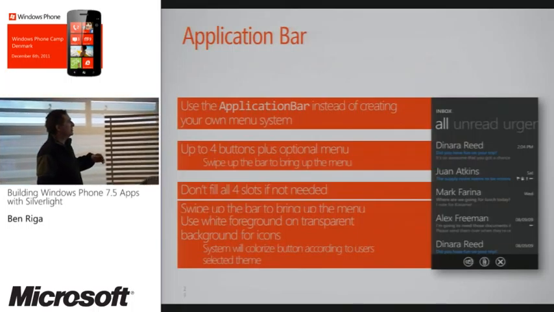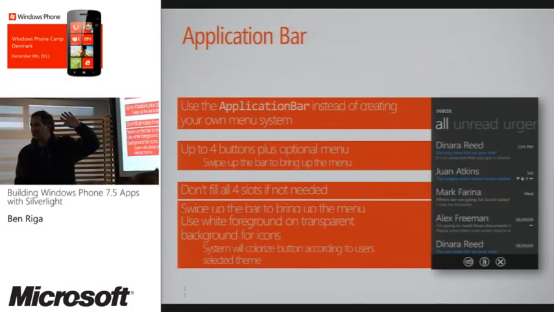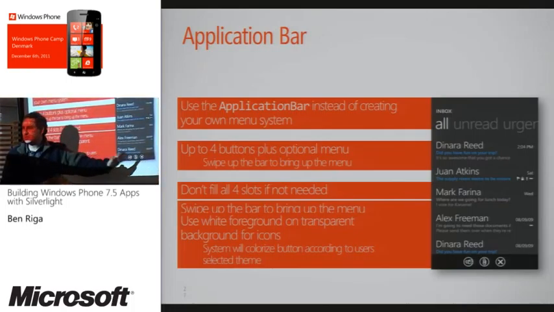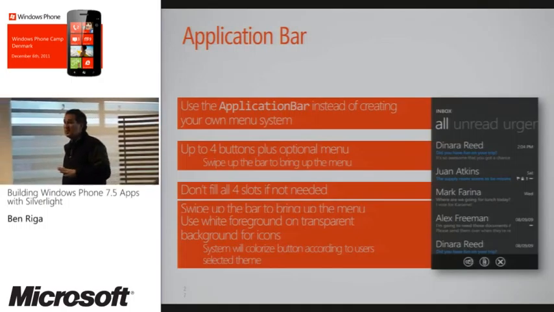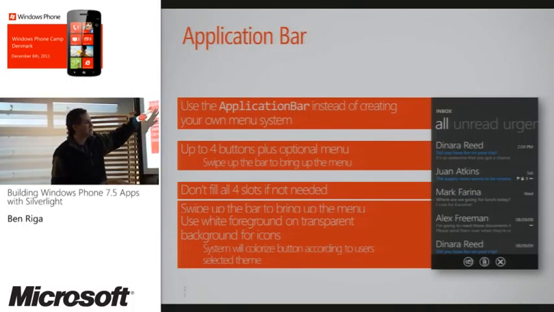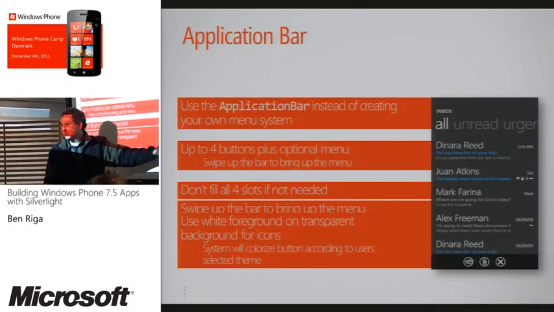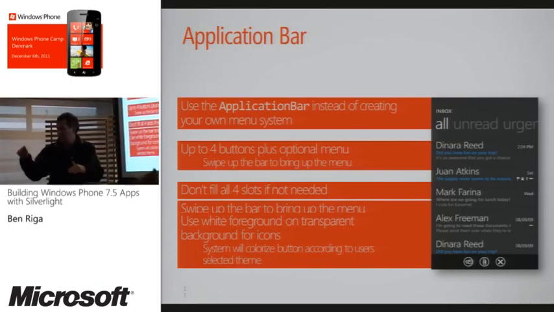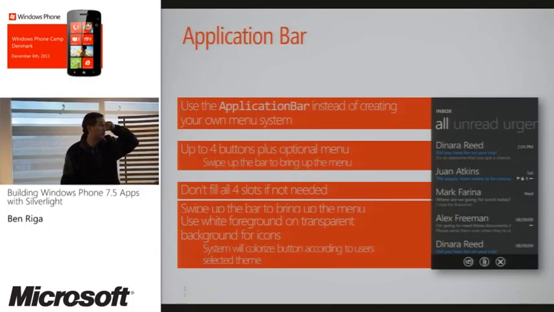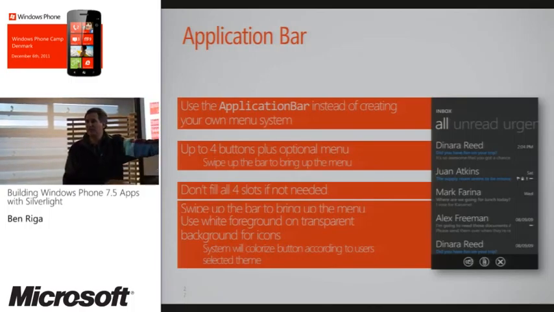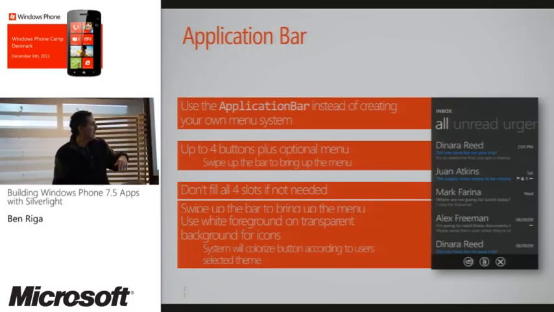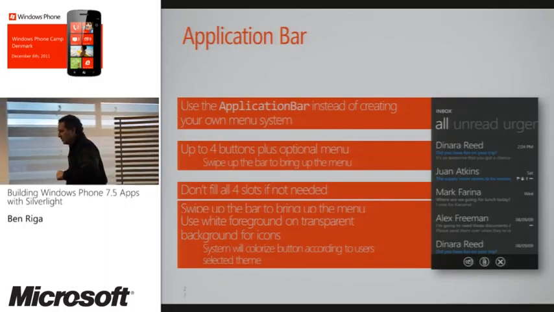Some tips here. Use the app bar instead of creating your own menu system. It's just easier, and here's an app bar with 3 buttons. Users, because it's part of the native experience, will just intuitively know how to take advantage of those. You can have up to 4 buttons, and then below the buttons, there's also a menu if you want. You just saw me do it on the IE one, where you tap the 3 buttons and then the menu items appear. You don't feel like you have to fill all 4 buttons. Some people feel that way, but you don't have to. And you can swipe up or just hit the 3 buttons to bring it up.